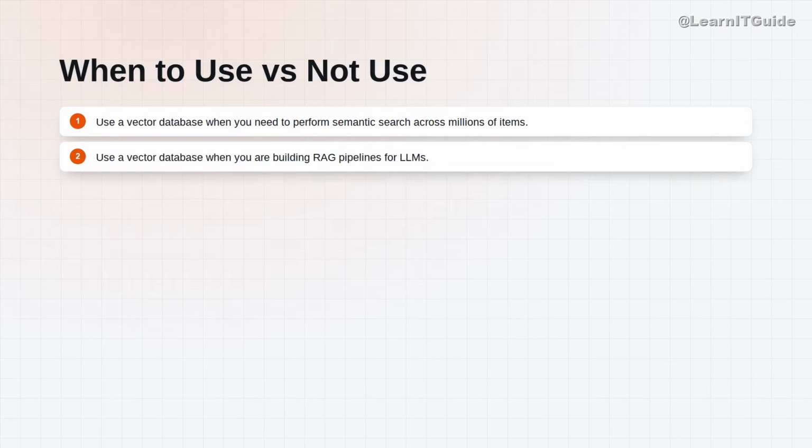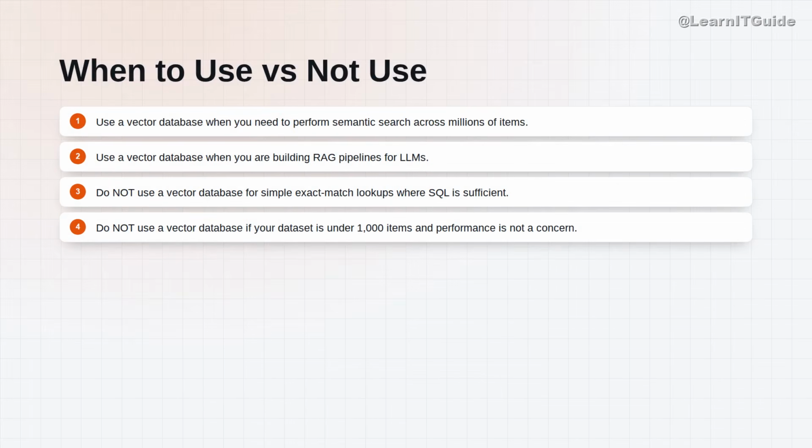So when should you actually use these tools? Use a vector database when you are dealing with millions of records and need sub-second semantic search. This is the gold standard for retrieval augmented generation, or RAG, architectures. However, do not over-engineer. If you only have a few hundred documents and need exact matches, standard SQL is perfectly fine. A vector database adds operational overhead, so only introduce it when the complexity of your data requires it. Use these criteria to decide if this tool is right for your situation.